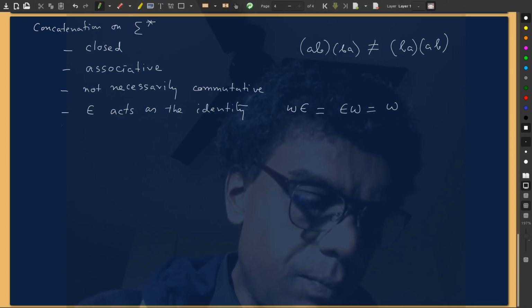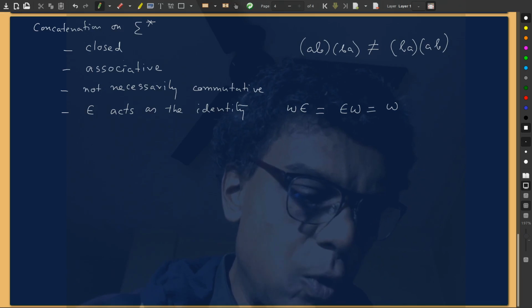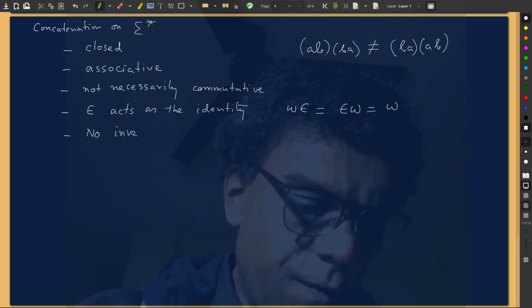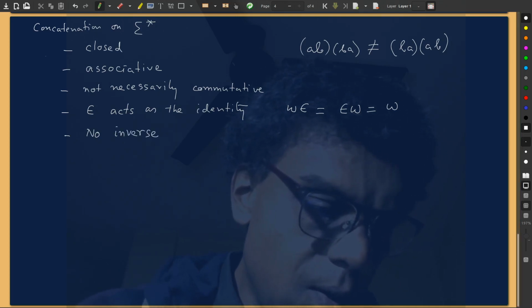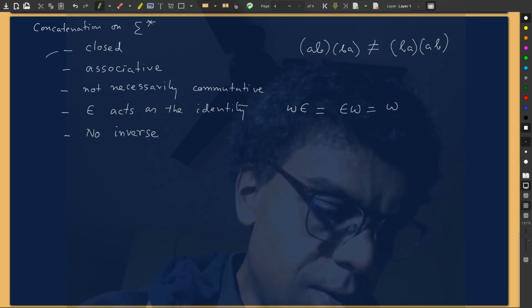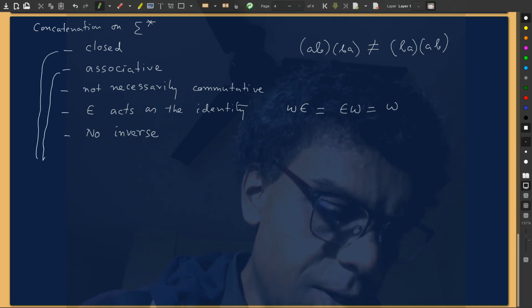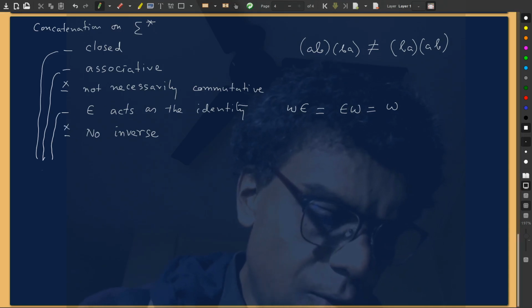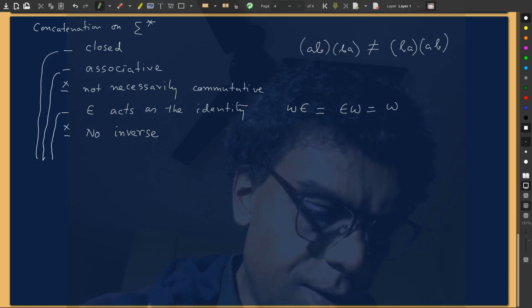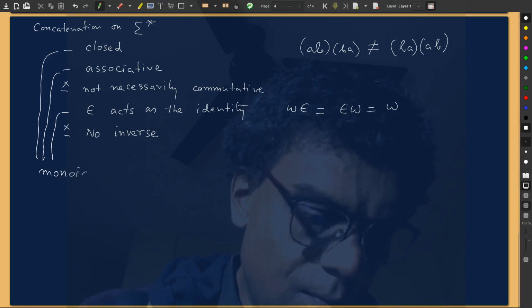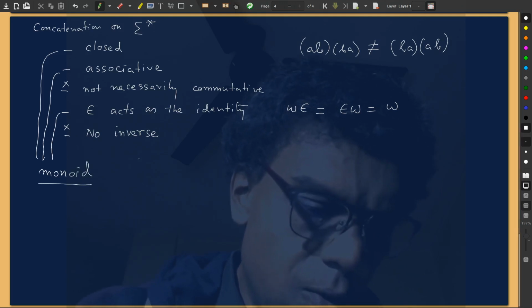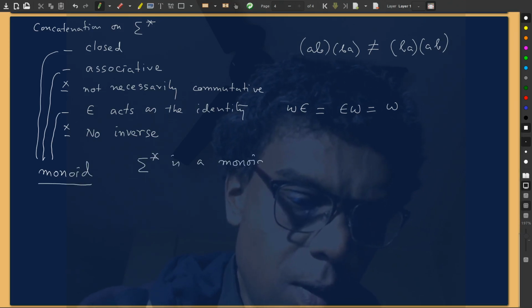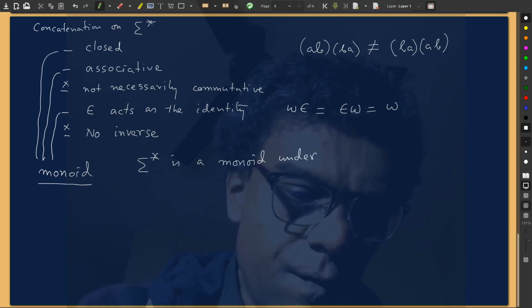And we have seen many of the axioms of a group, but we do not have a concept of inverse. So an operation or a set with these three properties holding: closure, associativity, and existence of an identity. This need not hold, this need not hold. This is no longer a group because it does not have inverses for elements. So this is called a monoid. Whatever it is, not a very important thing. So sigma star is a monoid under the operation of concatenation.